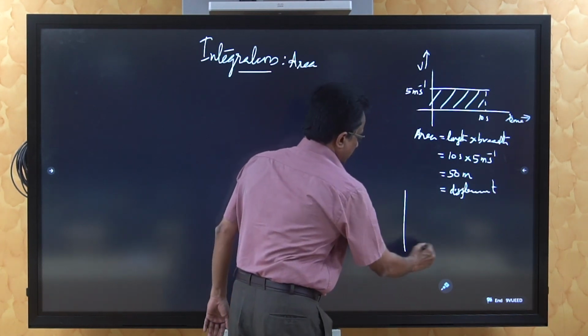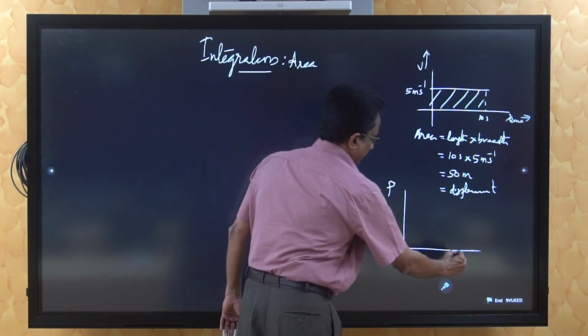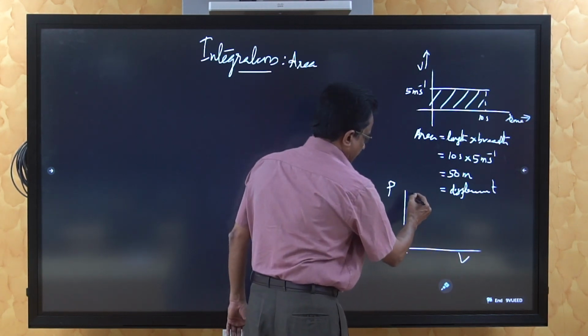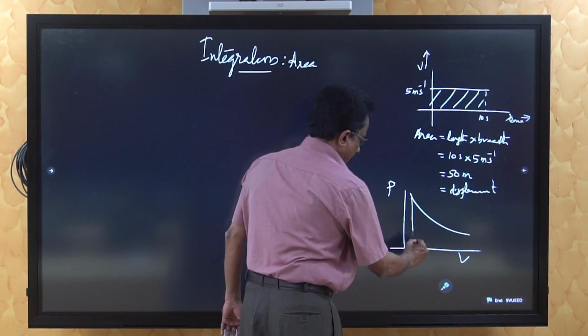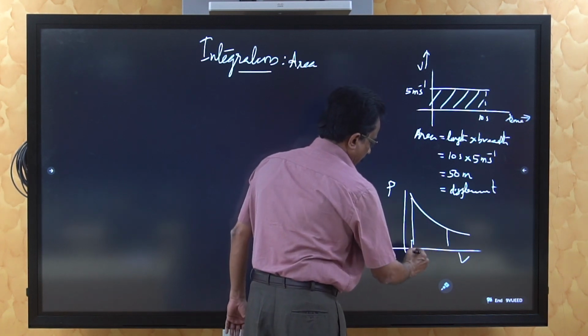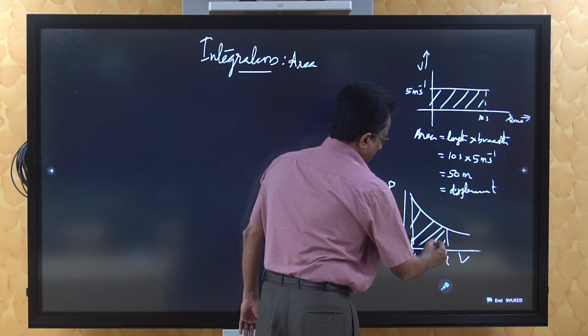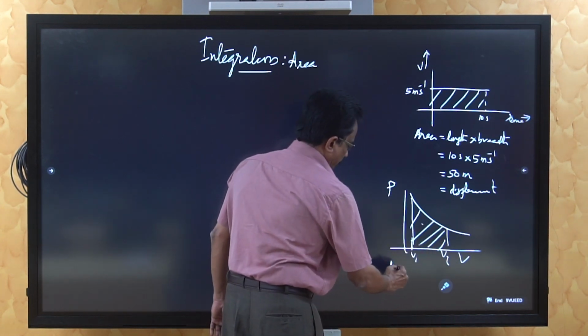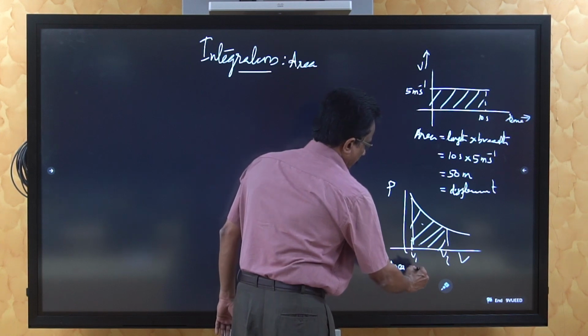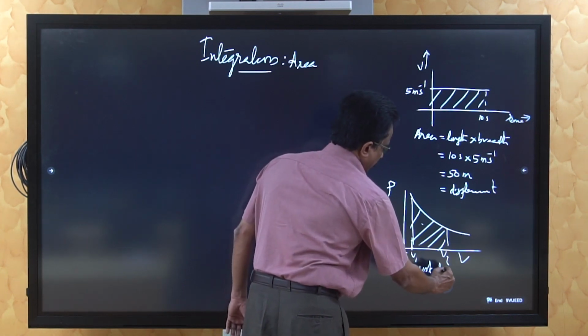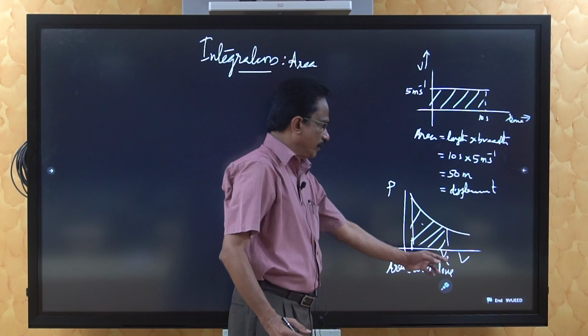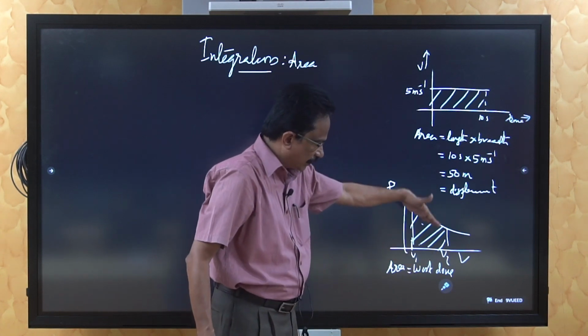Now take another graph. This is the pressure-volume PV diagram. We call it a PV diagram or indicator diagram. Suppose this is the graph, and this volume is V1 and this volume is V2. Again, I find the total area. This total area is found to be the work done by the gas in changing the volume from V1 to V2. That's the meaning of area under the curve.